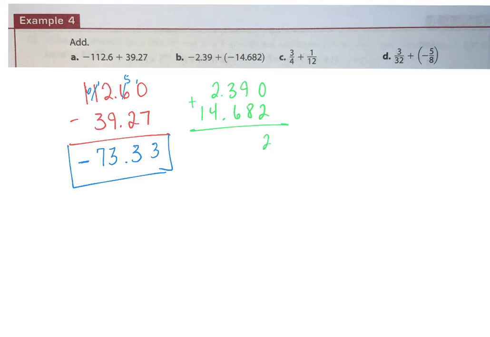0 and 2, 9 and 8, 6 and 4, right? 4 and 3, and 1. All right. 17.072. Go back to your original. What were your same signs? Negative. They were negative, so this answer has to be negative.